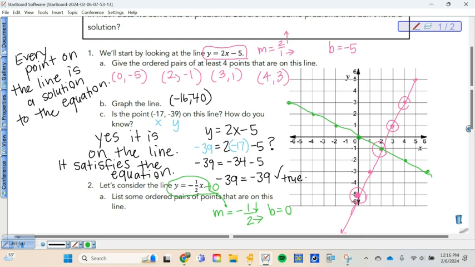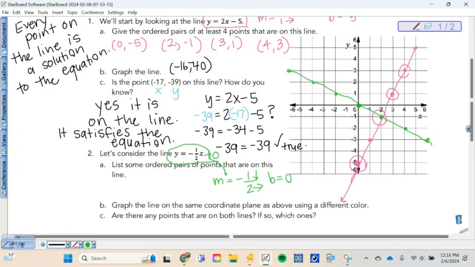Okay, close enough. Can we list a few ordered pairs that are on this line? Give me a point that's on this line. 0, 0. Good, 0, 0. What else? 6, negative 3. Negative 6, 3. Give me one more. Negative 2, 1. Okay, negative 2, 1.